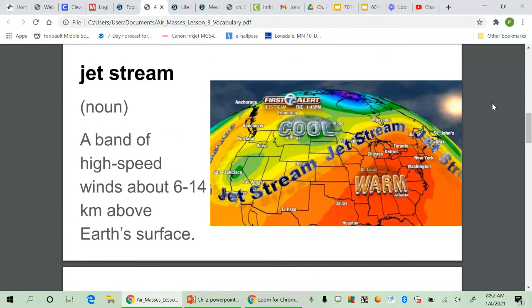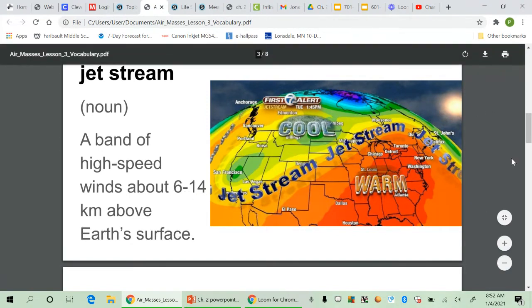The second one is jet stream. That would be a band of high-speed winds about 6 to 14 kilometers above Earth's surface. 1 kilometer is about 2/3 of a mile, and so it's about 4 miles or higher above the surface.